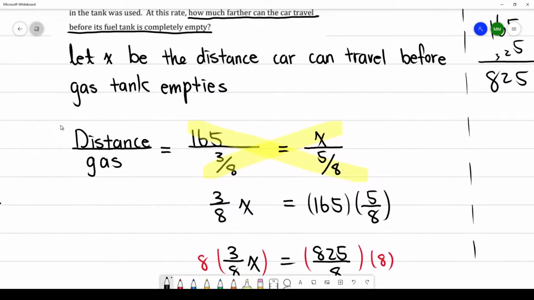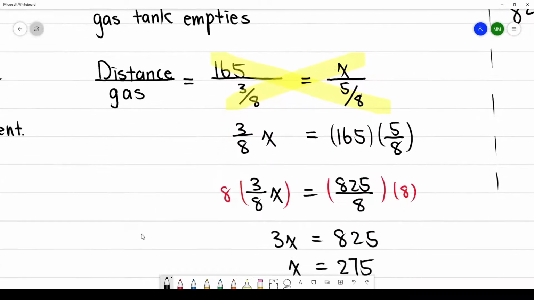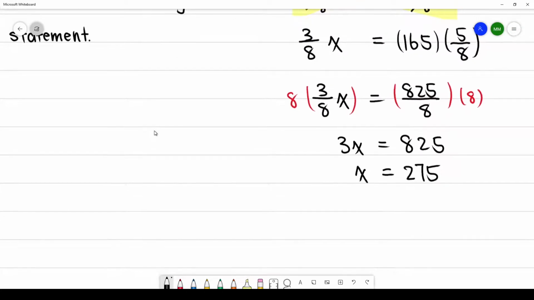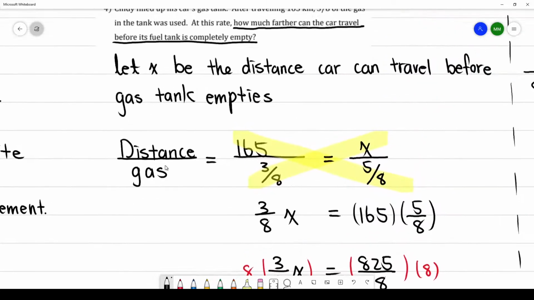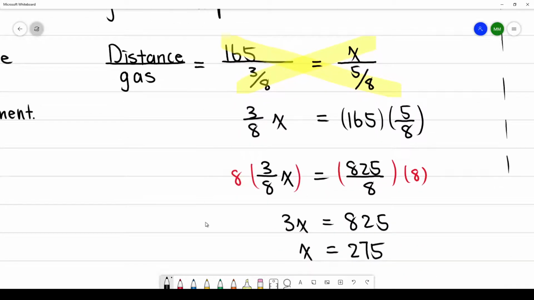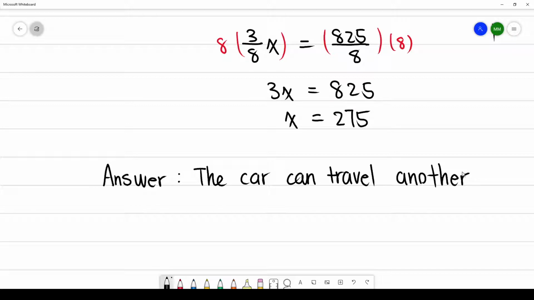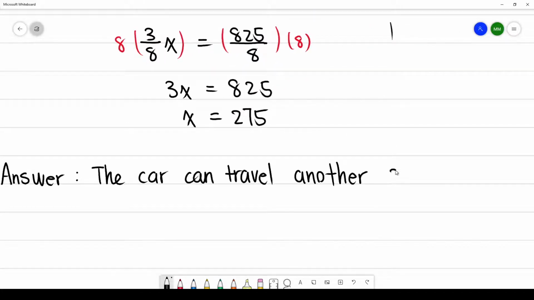So this is a word problem, and we just found out what x is. But now, at the end, we write, as I said, an answer statement. So what I mean by that is, answer, and then a complete sentence, okay? If your English teacher is going to mark this, what do you think she or he will give it? So, the car can travel another 275 kilometers. Okay.